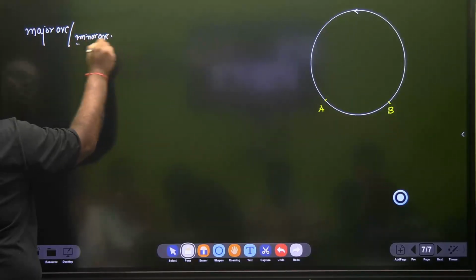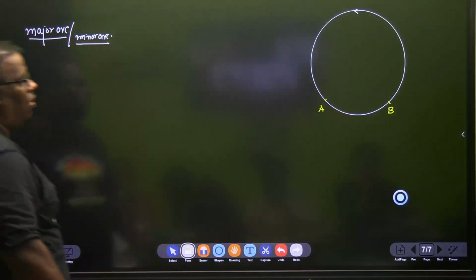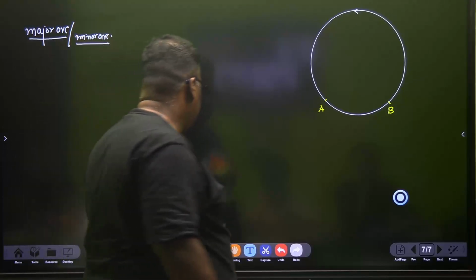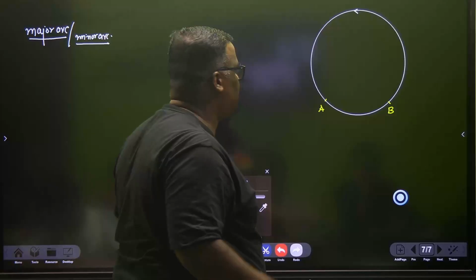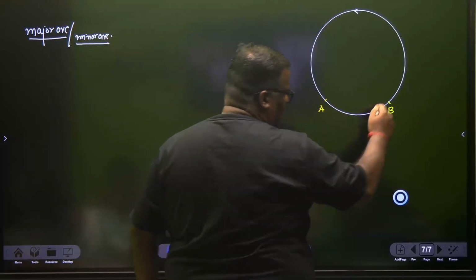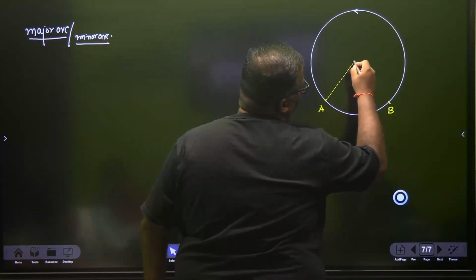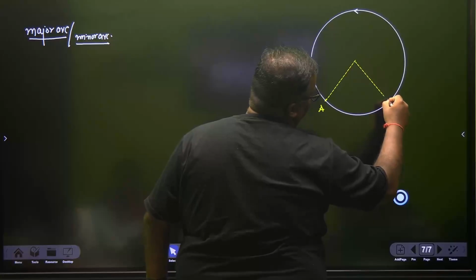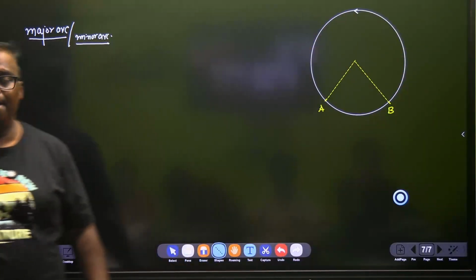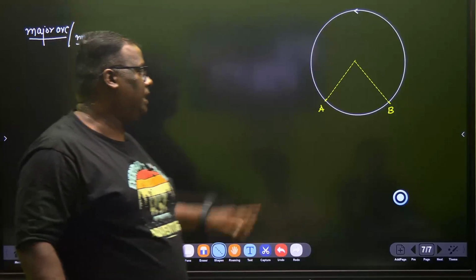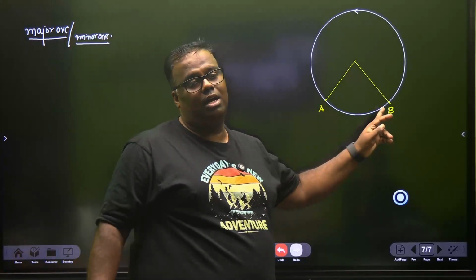Is this clear? Okay. Now then comes the term angle subtended by an arc at the center of a circle. Angle subtended by an arc. Now this is the arc, and it subtends an angle at the center. Clear? Now this is the angle subtended by minor arc AB.